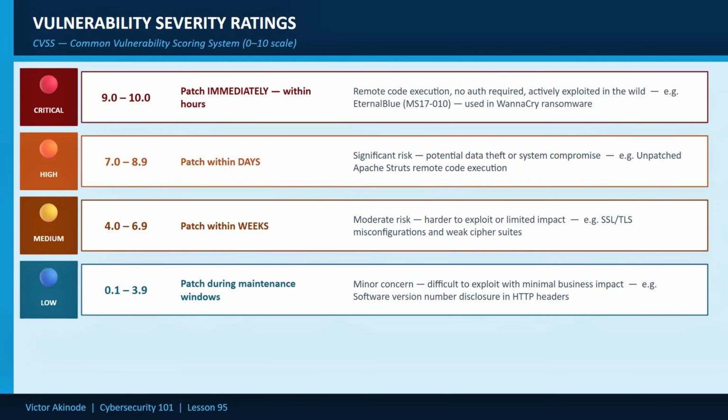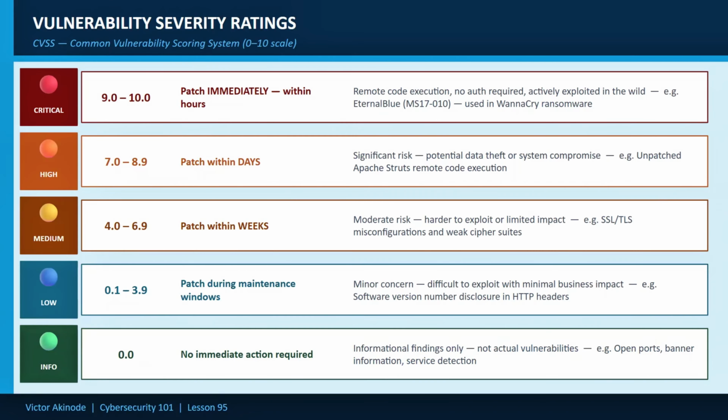The next one is the low, and low severity scores between 0.1 to 3.9, and it is marked blue. These are minor security concerns because they are difficult to exploit with minimal impact. Action required includes patching during scheduled maintenance windows, maybe with no urgency. Example of this includes software version disclosure in HTTP headers.